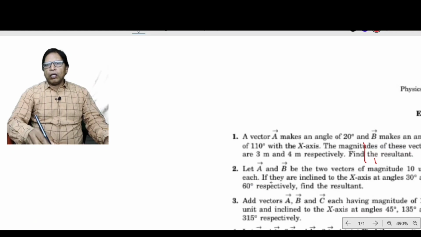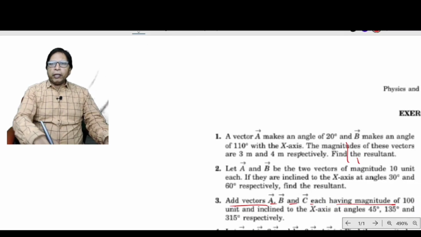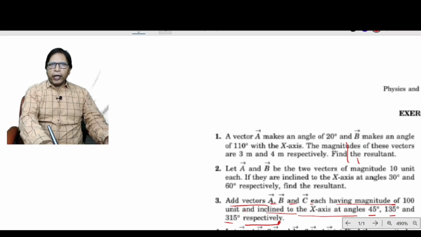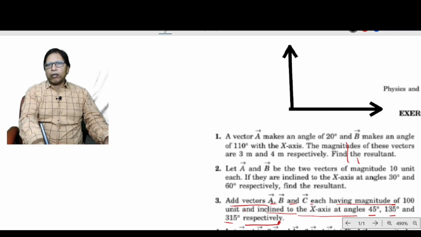Okay. Now look at this question number 3. Add the vectors A vector, B vector, C vector, each having magnitude of 100 units and inclined to the x-axis at an angle of 45 degree, 135 degree and 315 degree respectively. Okay, no problem. Now look at the figure. This is the x-axis. This is the y-axis.